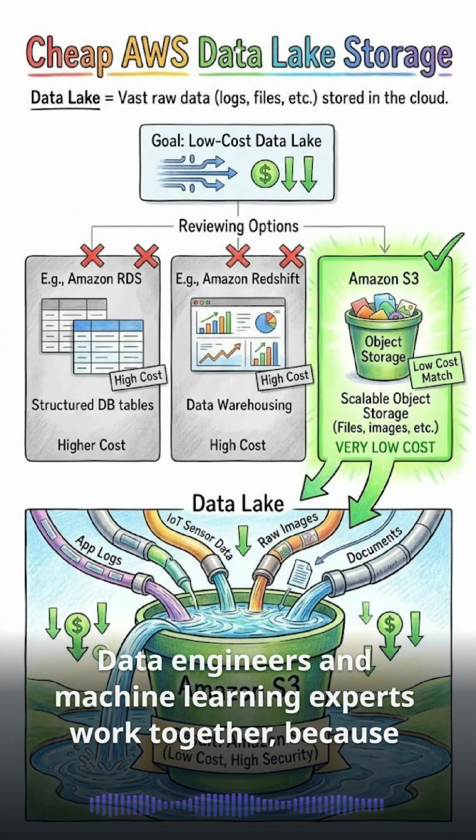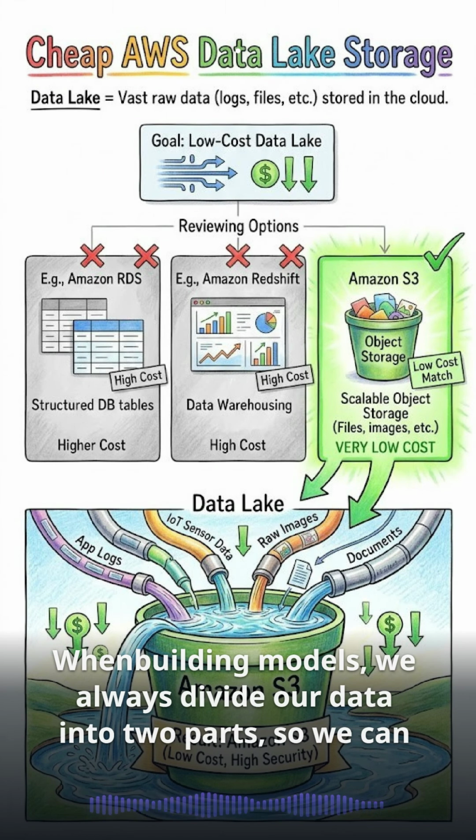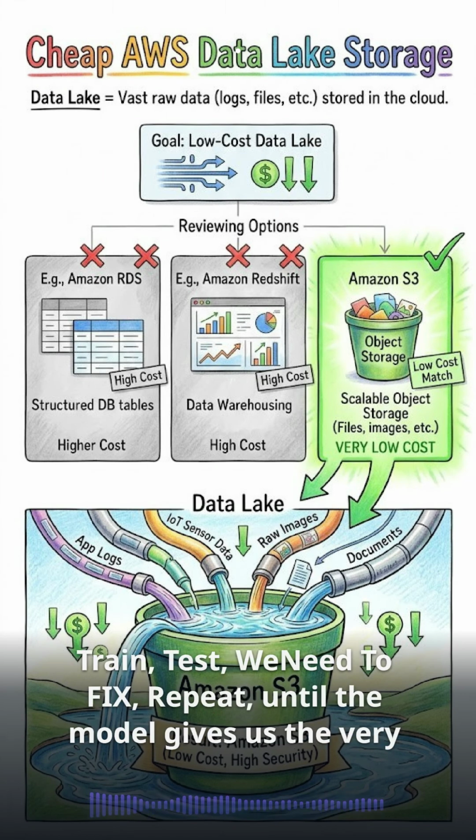Data engineers and machine learning experts work together, because models always need lots of high-quality data. If you feed bad data to a model, you will only get bad predictions from that model. That is why AWS Glue is so helpful, because it makes sure the data is very clean. When building models, we always divide our data into two parts, so we can test it well. Train, test. We need to fix, repeat, until the model gives us the very best possible answers.